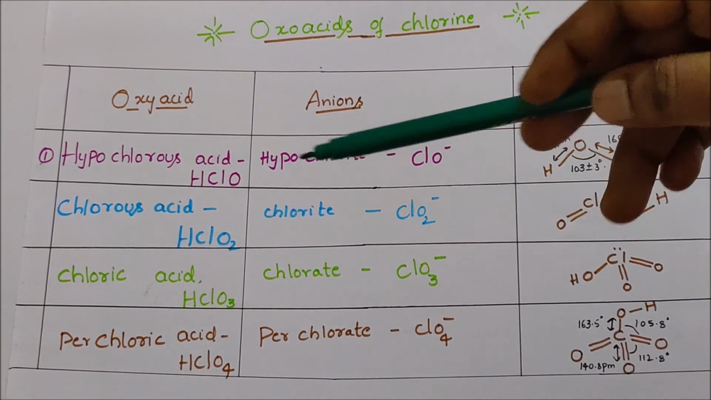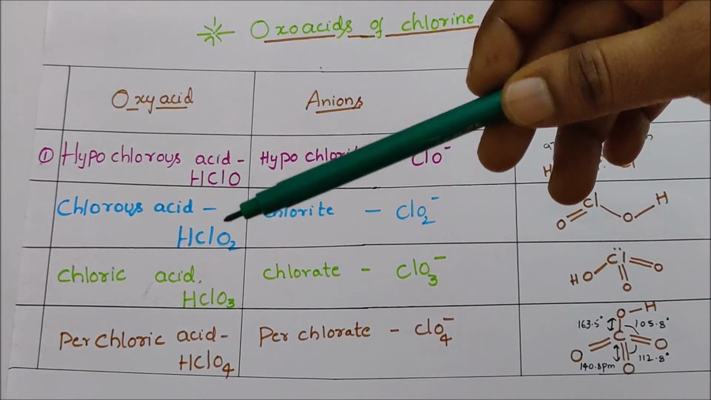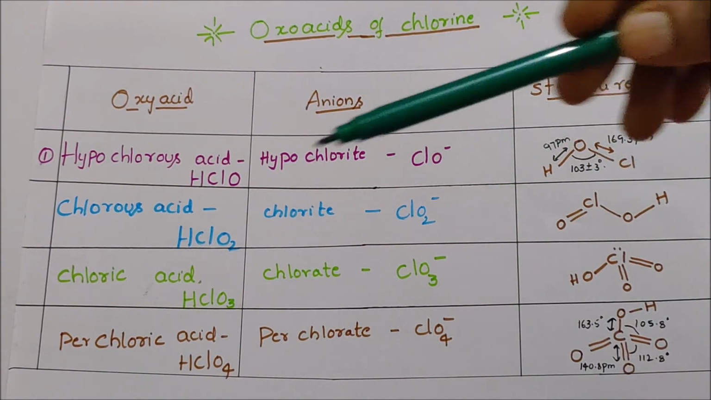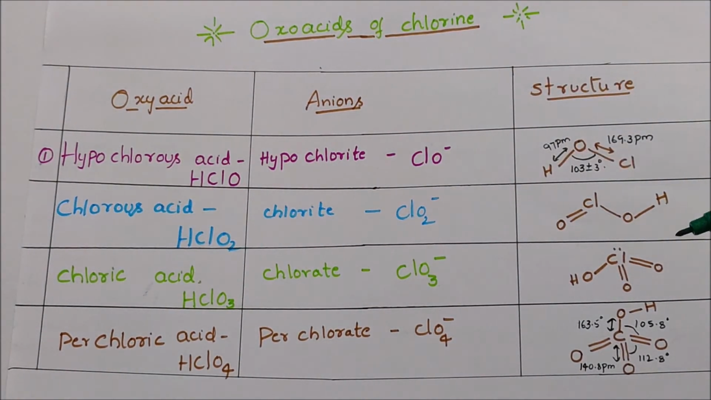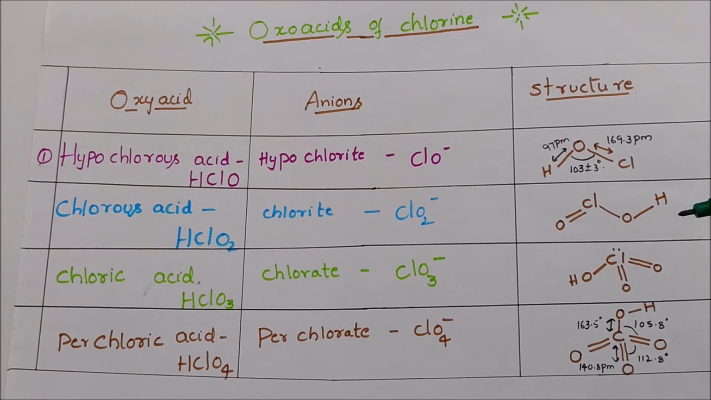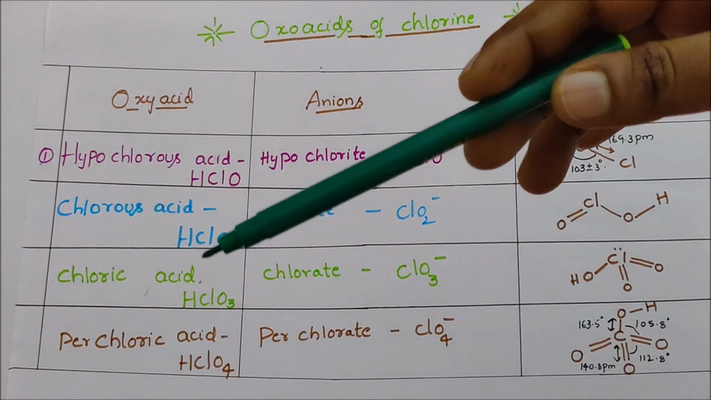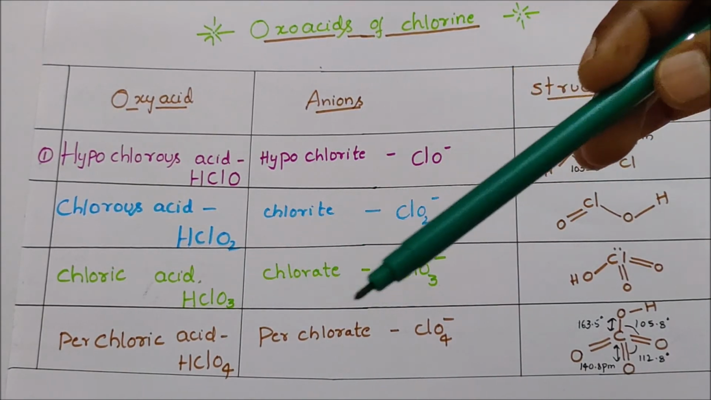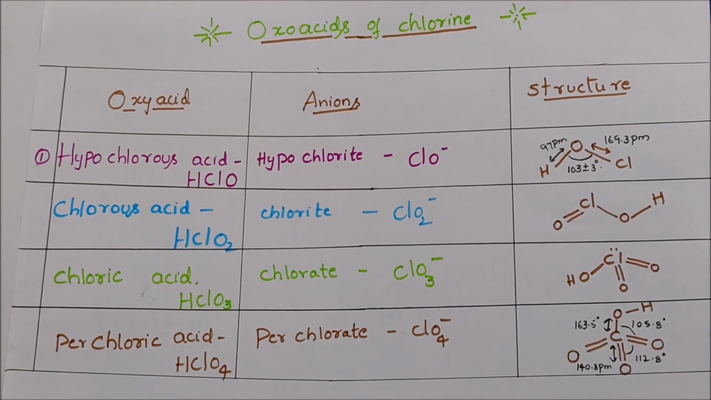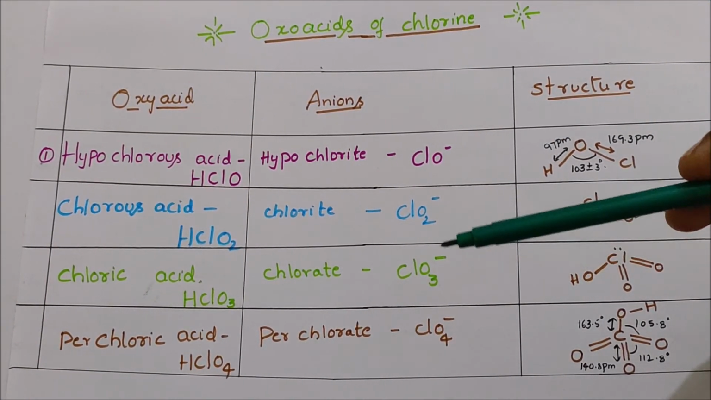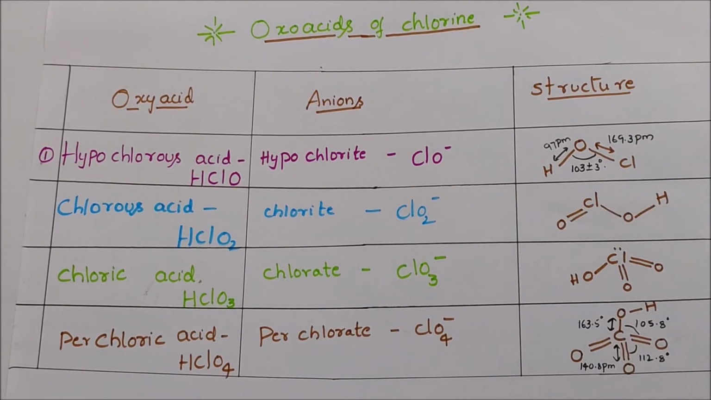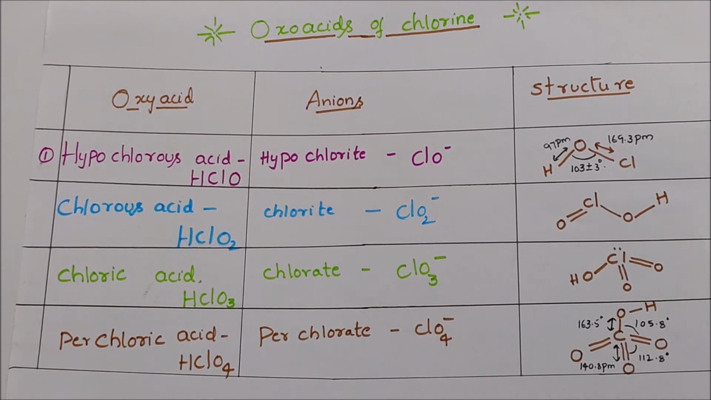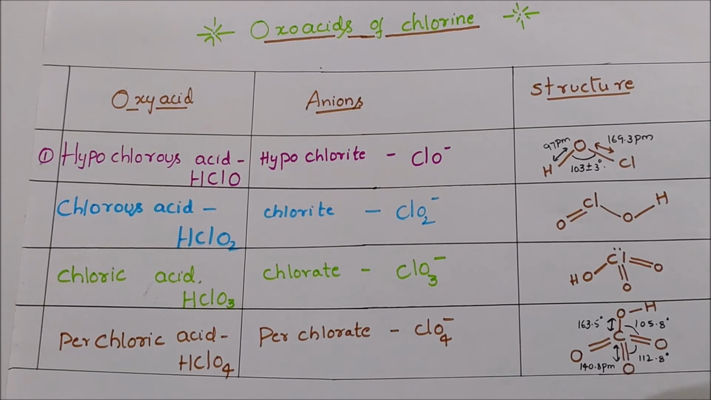The second one, HClO2, is called chlorous acid. In the chlorite ion, ClO2 minus, when H is removed, the shape of the molecule is like this. And the third one, chloric acid, that is HClO3. The ClO3 minus is called the chlorate ion. This is an anion. These are arranged like this, with Cl at the center, in a pyramidal shape, trigonal pyramidal shape.